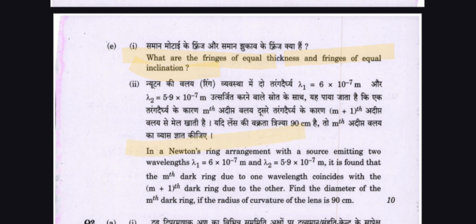In a Newton's rings arrangement with a source emitting two wavelengths, lambda 1 is equal to 6 into 10 to the power minus 7 meter and lambda 2 is equal to 5.9 into 10 to the power minus 7 meters. It is found that the nth dark ring due to one wavelength coincides with the (n+1)th dark ring due to the other. Find the diameter of the nth dark ring if the radius of curvature of the lens is 19 centimeters.